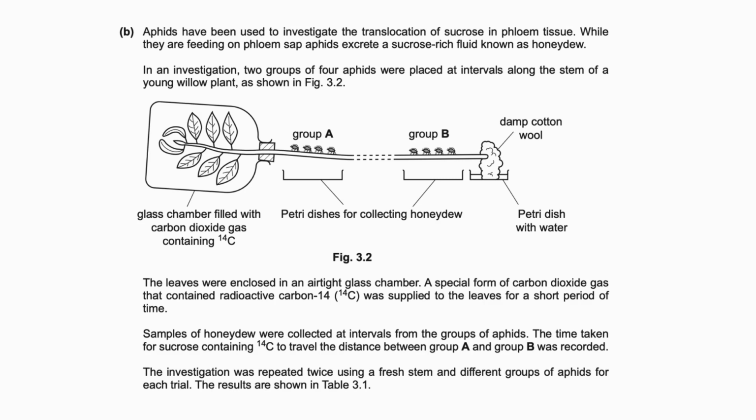The leaves were enclosed in an airtight glass chamber. A special form of carbon dioxide gas that contained radioactive carbon-14 was supplied to the leaves for a short period of time. Samples of honeydew were collected at intervals from the groups of aphids. The time taken for sucrose containing carbon-14 to travel the distance between Group A and Group B was recorded. The investigation was repeated twice using a fresh stem and different groups of aphids for each trial. The results are shown in Table 3.1.